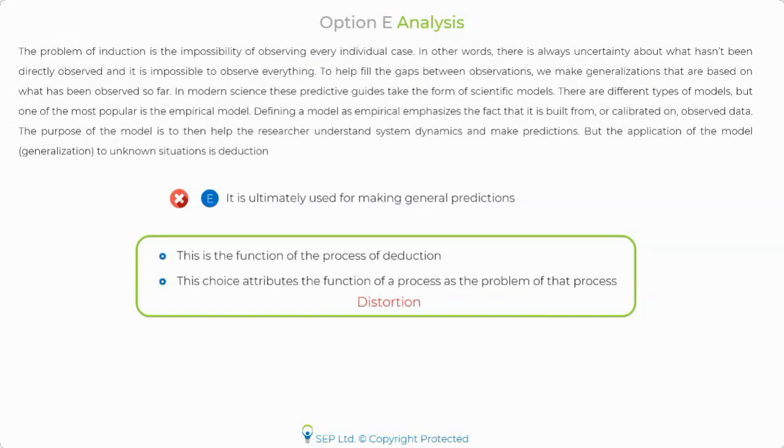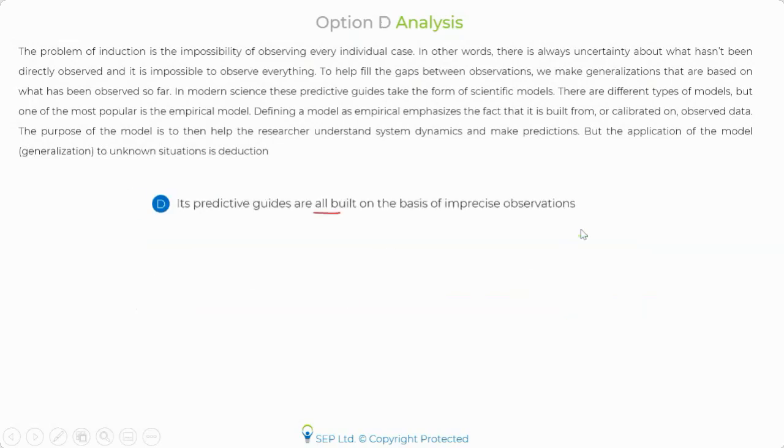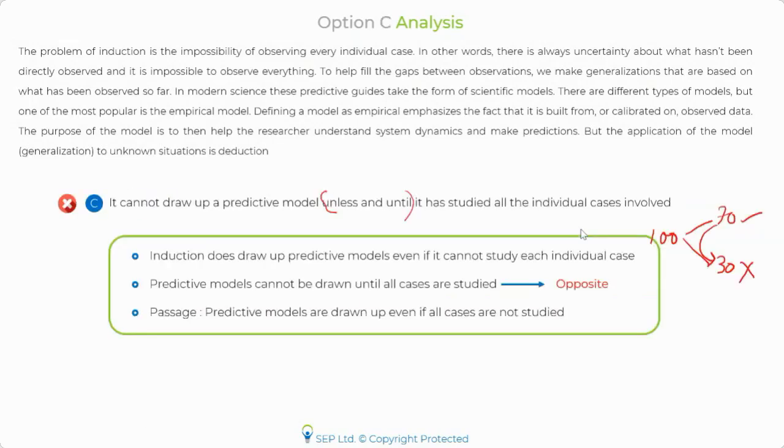Okay, Vihar. If you look at choice C, what is choice C really saying? It cannot draw up a predictive model unless and until it has studied all individual cases. Okay, so this is not the problem. The problem is it cannot study all individual cases, but this part is a distortion. This part is not something that we can infer, guys.